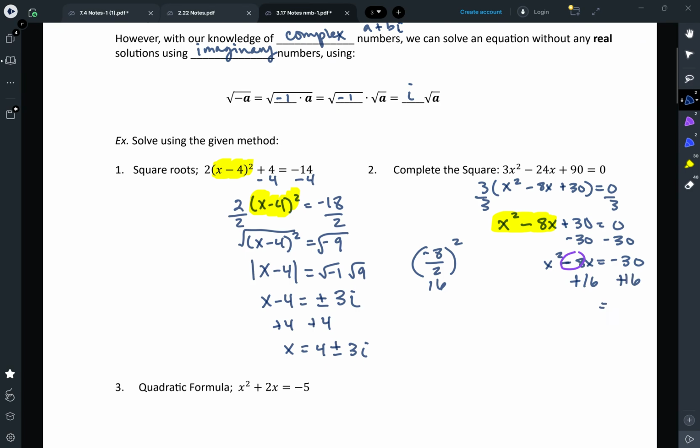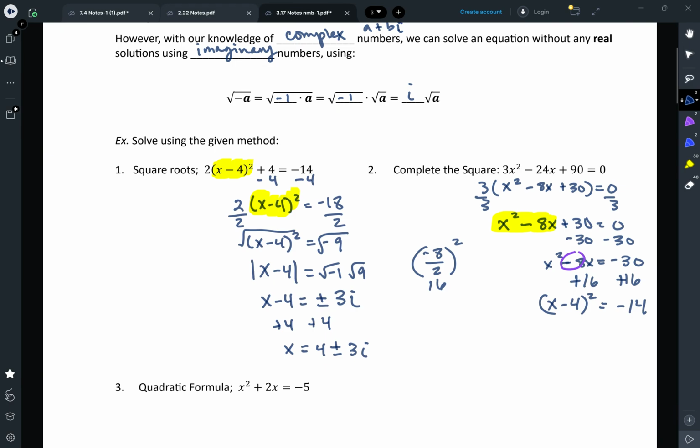So on the right-hand side, I now have negative 14. On the left-hand side, x squared minus 8x plus 16. Well, that's going to be the quantity x minus 4 squared. Let's remember that 4 times 4 equals 16, and the negative 4 plus negative 4, when I double that up, makes my middle term, that minus 8x.